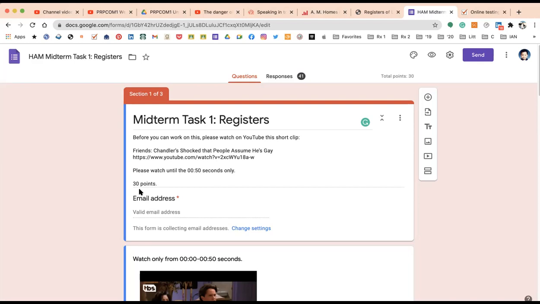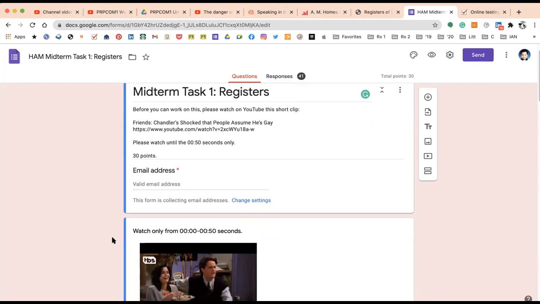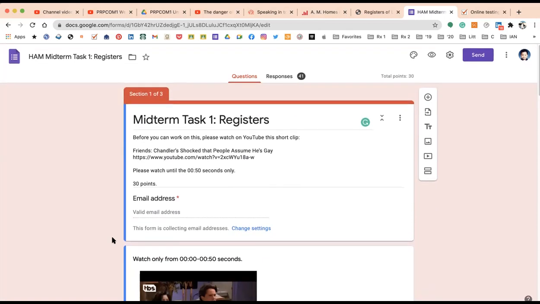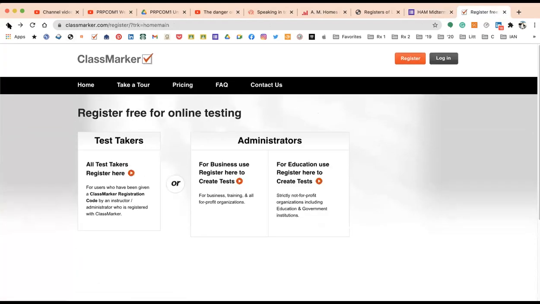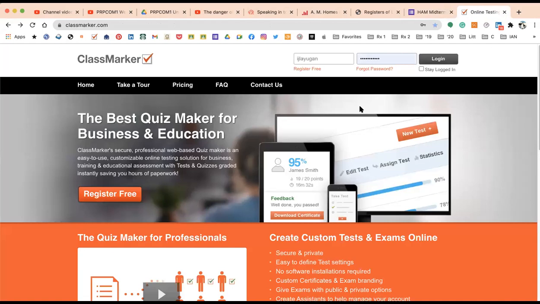Because it's already 100% related to your course or to your degree. So when you're doing this, you will be taking the task or the examination in ClassMarker. Now, this is ClassMarker. When you're going to register, I'm going to give you new accounts, because as I have said last time, my account was compromised.